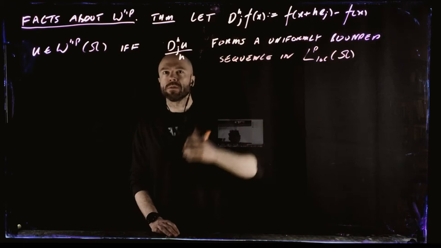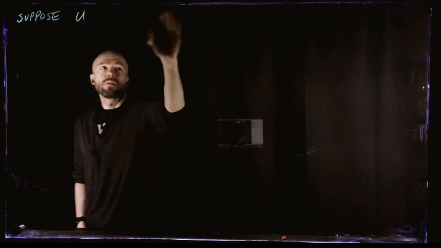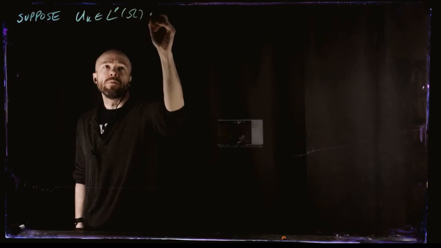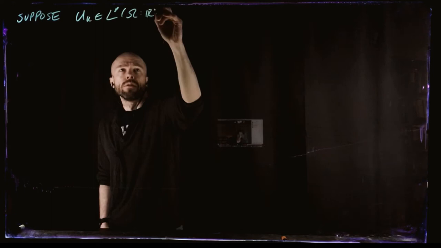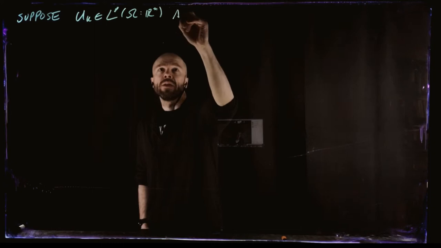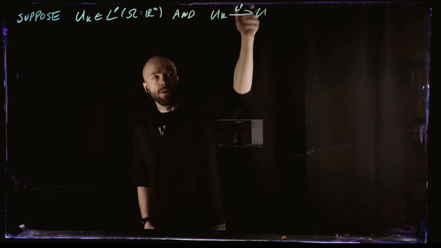All right, second fact. Suppose we have a sequence u_k belonging to, say, L^p of omega, and we're doing scalar valued functions. We're doing vector valued functions, like this, and u_k tends weakly in L^p to u, which, recall, means whenever we test with something in the Holder conjugate space, then the integral of this thing tends to the integral of this thing.